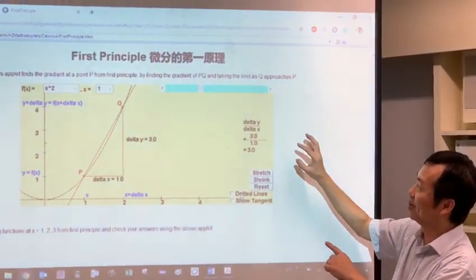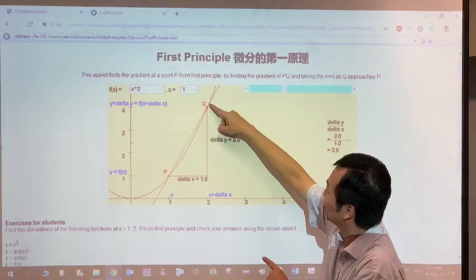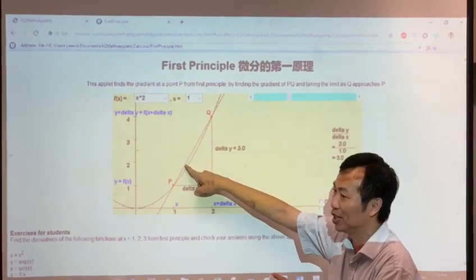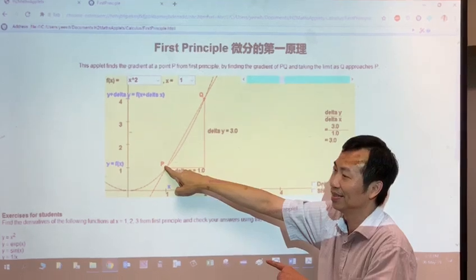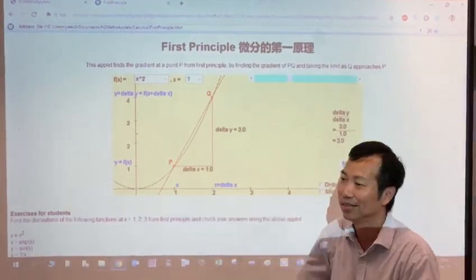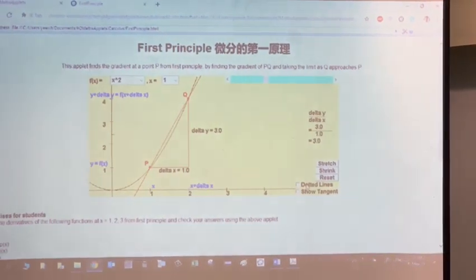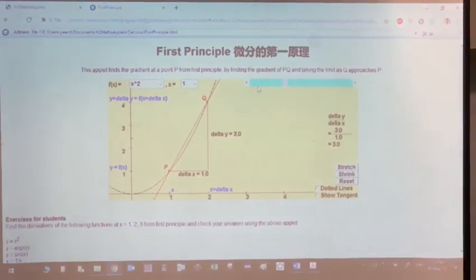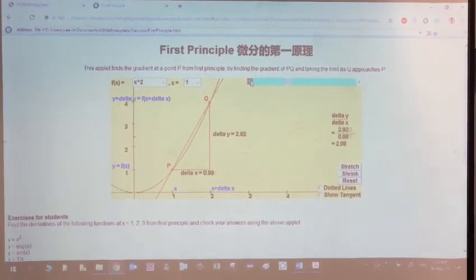So now I want you to imagine what happens if the triangle gets smaller and smaller, when P and Q get closer and closer to each other, until finally Q comes to the point P. When that happens, I will get the gradient of the curve at the point P. So I'd like you to look at the screen, and see what happens to the gradient as Q approaches P. Now Q gets closer and closer to P.